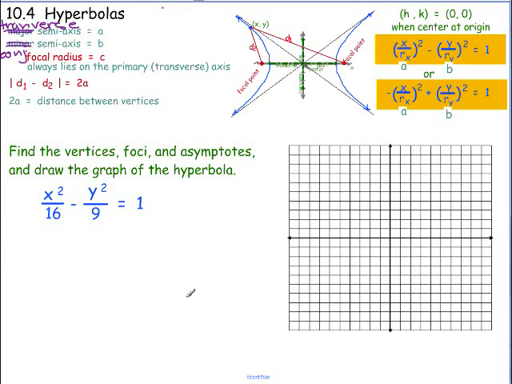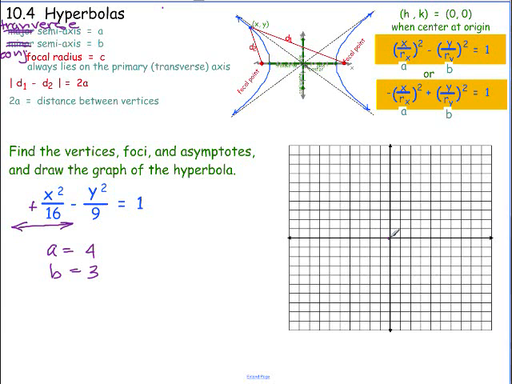Conjugate. Find the vertices, foci, and asymptotes, and then draw the graph of this hyperbola. Well, this is easy enough to do, right? I know my A is 4, and my B is 3. I know that my transverse axis is horizontal because this is positive. I also know that my center is at 0, 0.